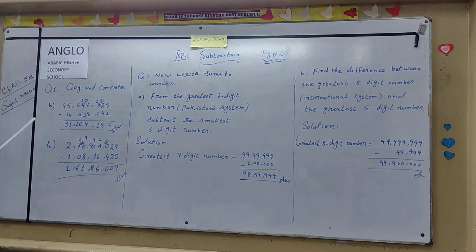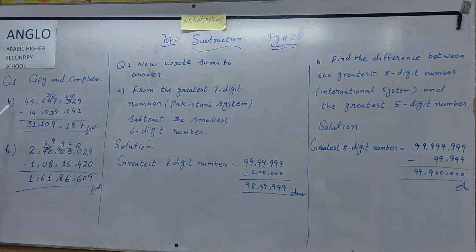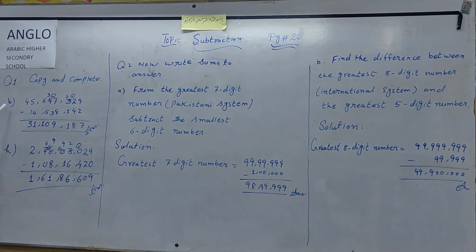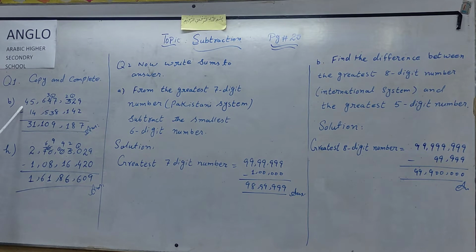Page number 20. Question number 1. Copy and complete. You have to copy these questions and then subtract. I have solved parts B and H, but you have to solve all the parts of this question. First, we have written the question. Now we have to subtract unit digit from unit digit, tens digit from tens digit, hundreds from hundreds, and so on.